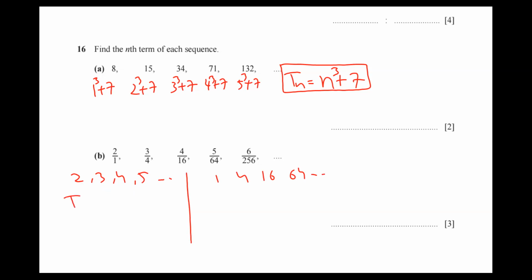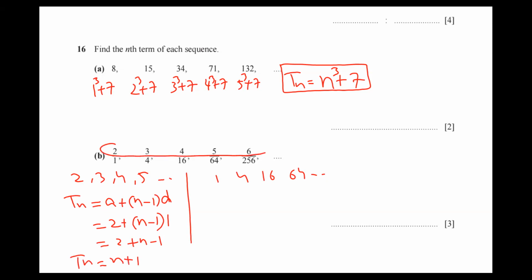And the formula for arithmetic progression is a plus (n minus 1) into d. A is called the first term, which is 2. N I don't know, I want to find the nth term. That is why. Common difference is plus 1. So I simplify, and 2 minus 1 gives you 1. So n plus 1 is my nth term for the numerators.